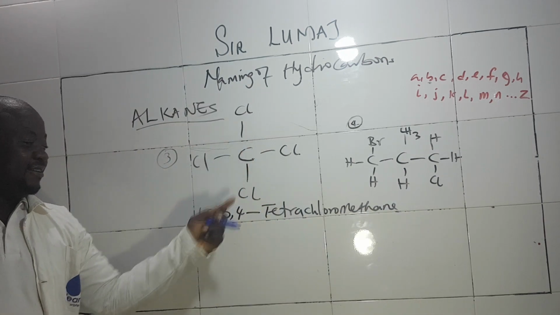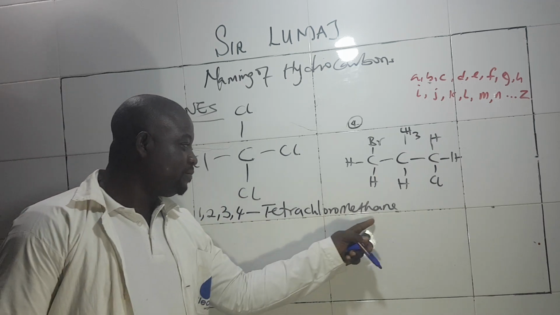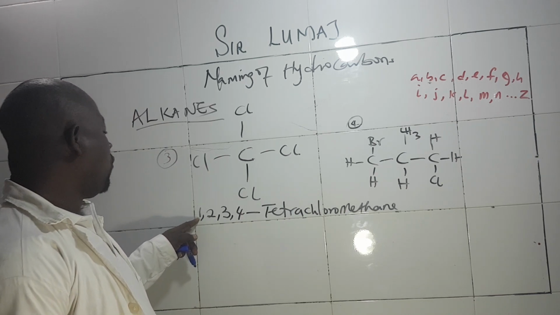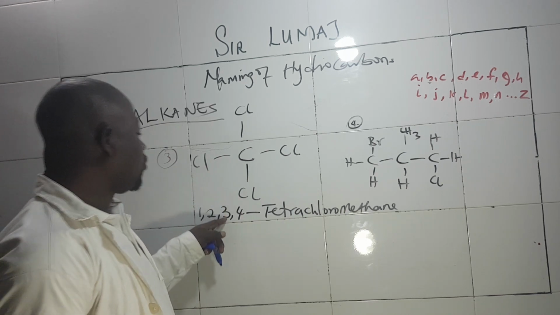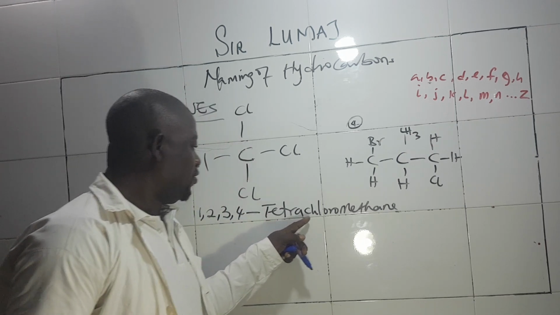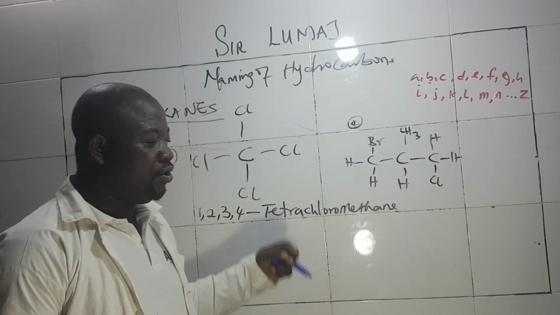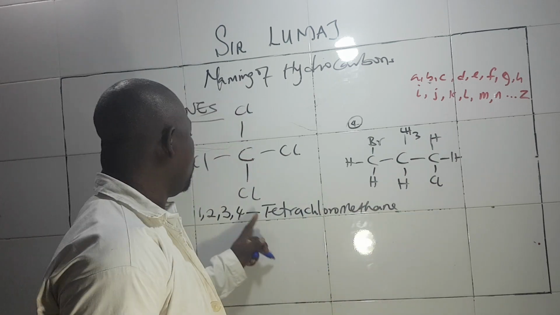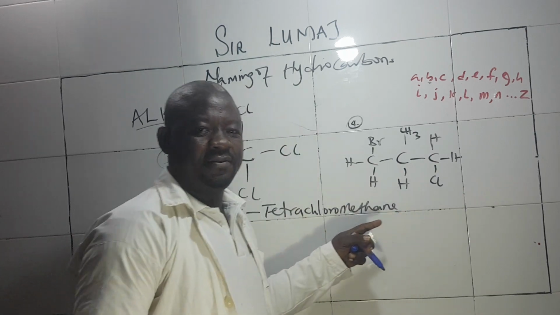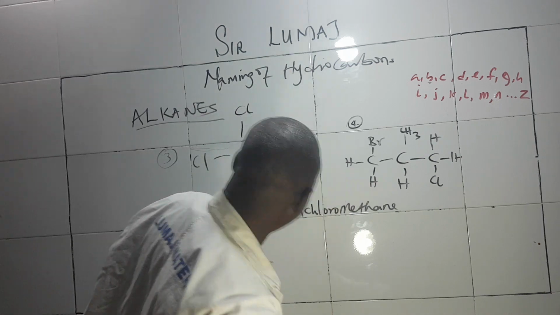These are the four chlorines: 1, 2, 3, 4. It is tetrachloromethane. It means that you have a first chlorine, a second chlorine, a third chlorine, and a fourth chlorine, so you now use tetra. Chloro, you don't say chlorine. If it is fluorine, you say fluoro. So we have 1, 2, 3, 4, tetrachloromethane. Hope that is clear. Okay, let's go to the second one.